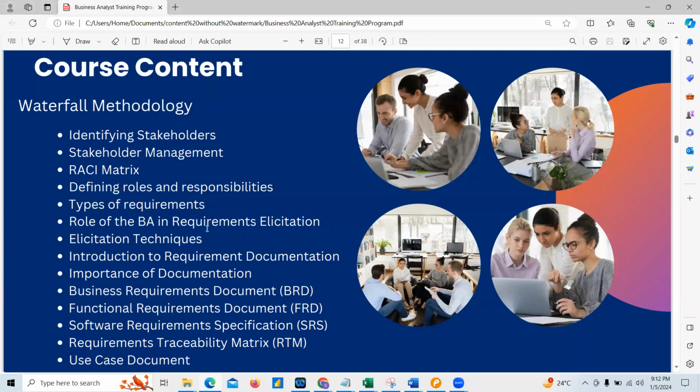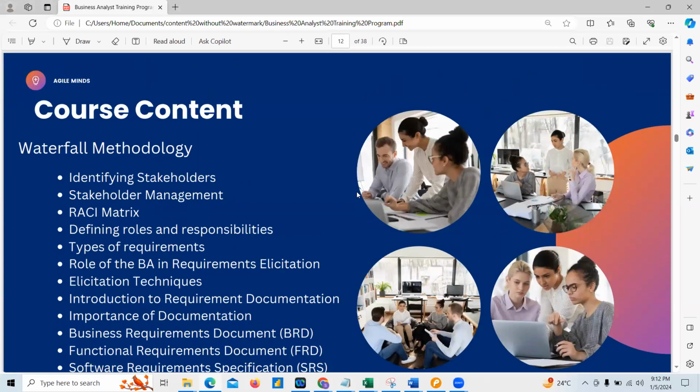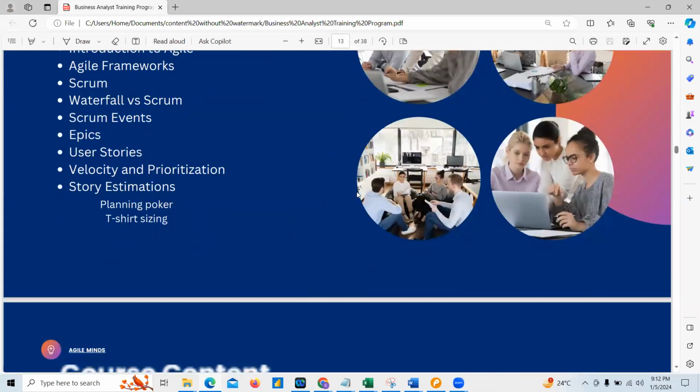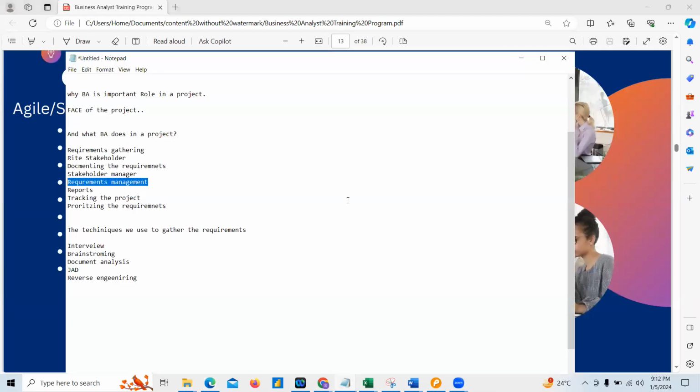So this is what we cover about waterfall. Any questions until now? Okay, coming to agile. In agile, what are we going to cover?